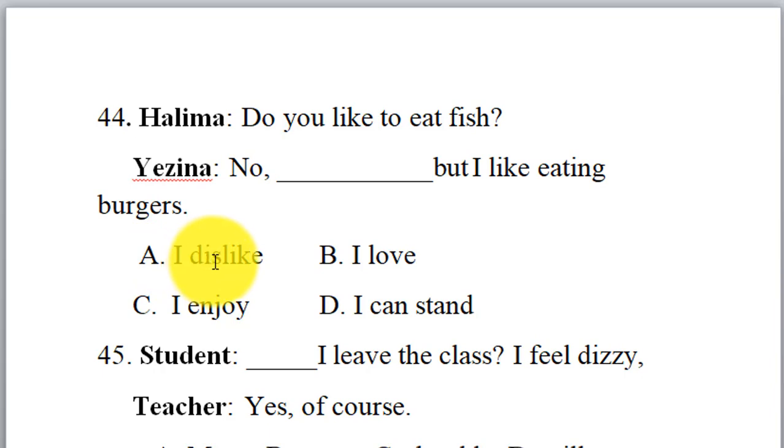So different word is here. I dislike. No I dislike means no I dislike to eat fish, but I like eating burgers.